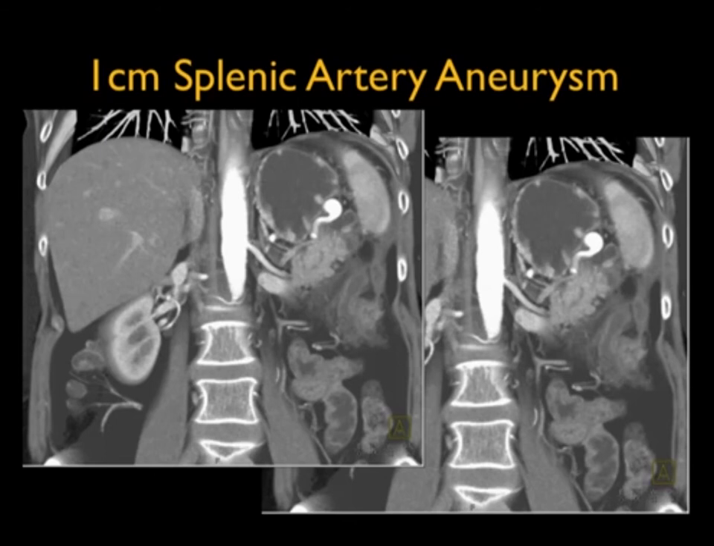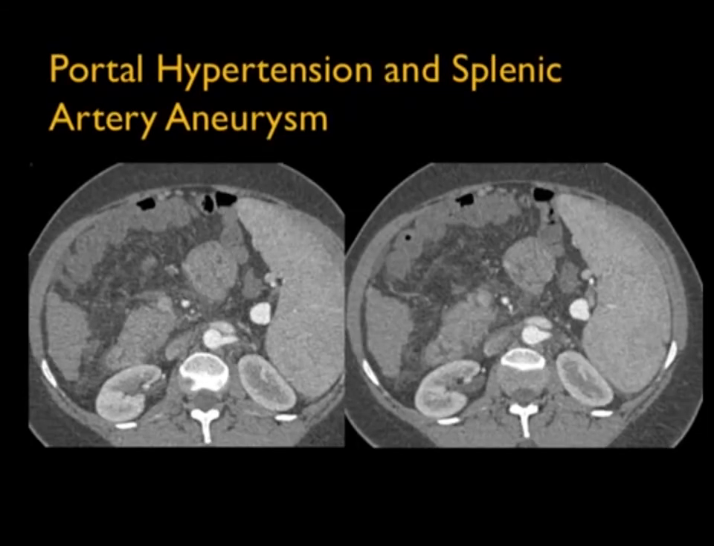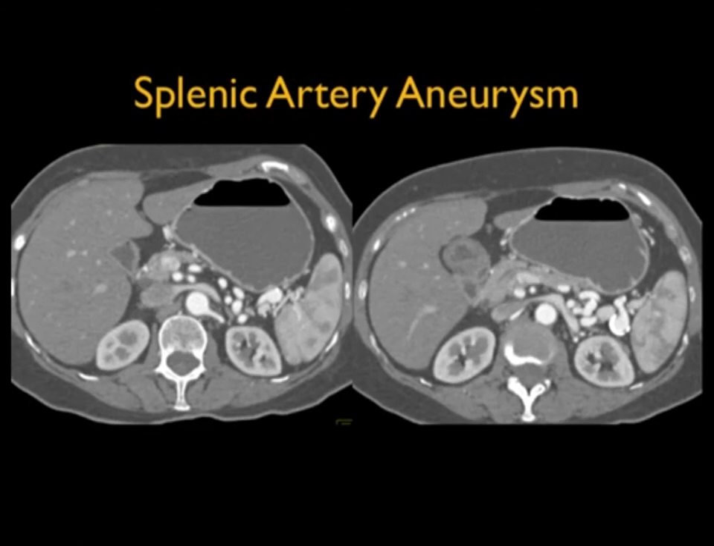Sometimes you see them and they're thrombosed. Sometimes you see multiple splenic artery aneurysms. Nice example here of an incidental splenic artery aneurysm. Here's a nice example in a patient with portal hypertension where the aneurysm is sitting, you don't really see the splenic artery, but it's off the splenic artery, and it's sitting by the hilum of the spleen.